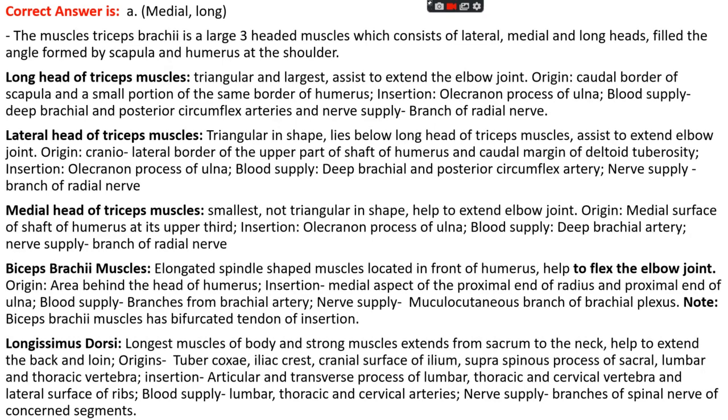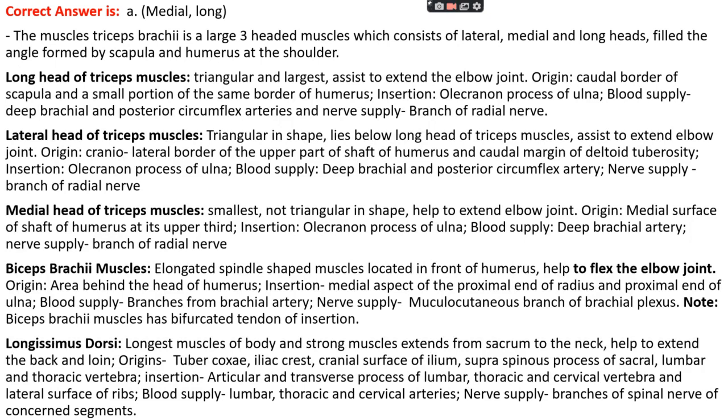Okay. Another important muscle is the biceps brachii muscle, which is an elongated spindle shaped muscle located just in front of the humerus. Its main function is to flex the elbow joint. Okay. Its origin is the area above the head of the humerus, and insertion is the medial aspect of the proximal end of the radius and the proximal end of the ulna. Okay, blood supply is by branches of the brachial artery, nerve supply is by the musculocutaneous branch of the brachial plexus. Note that the biceps brachii muscle has bifurcated tendons of insertion.